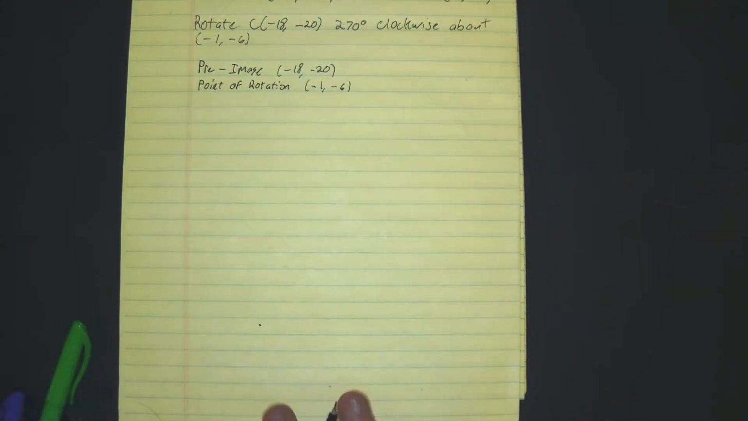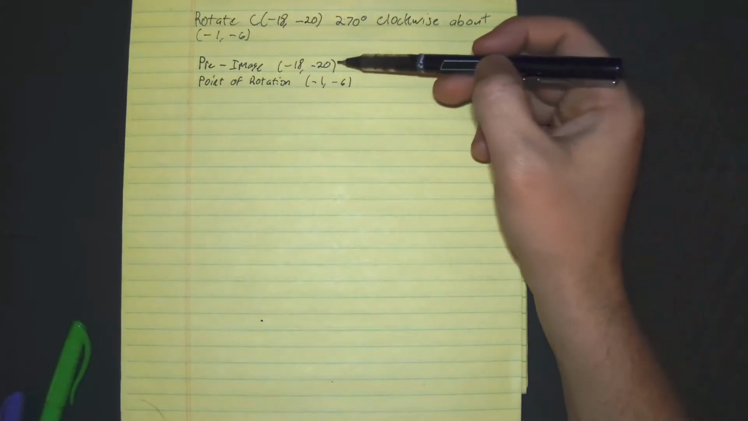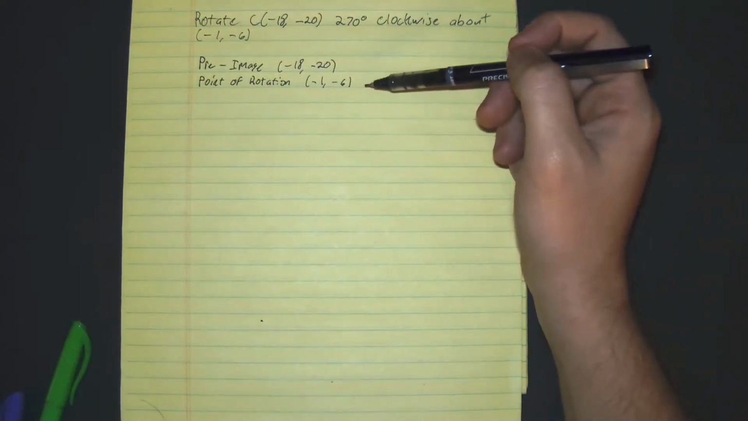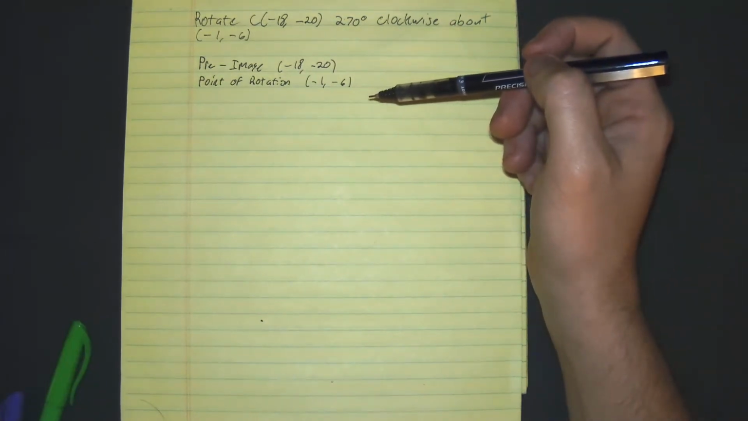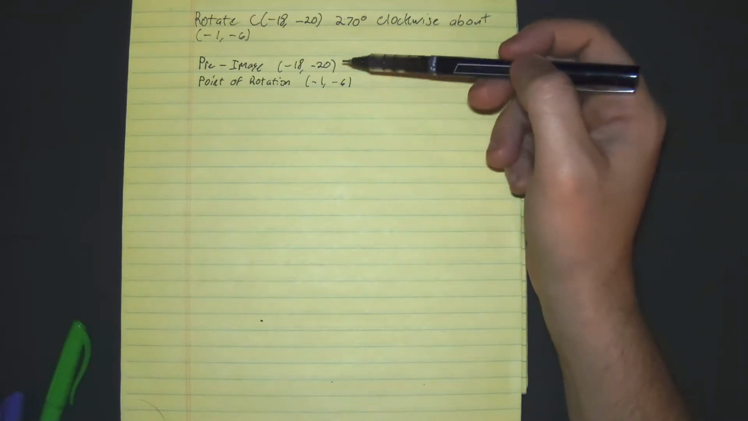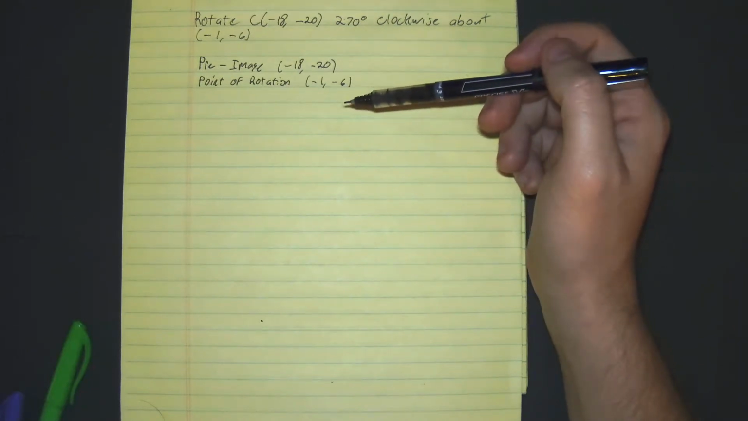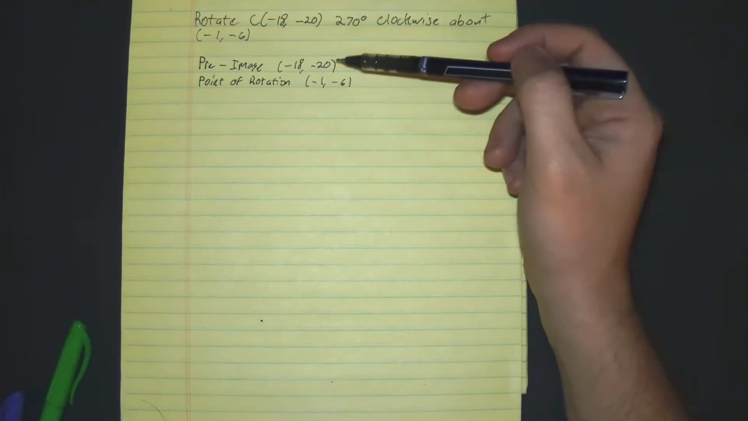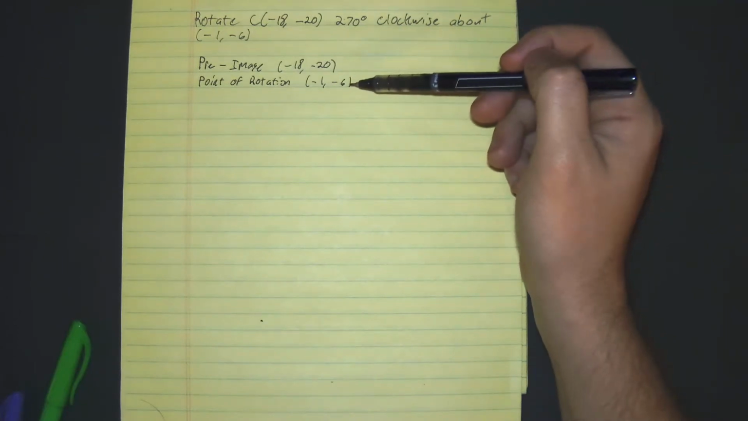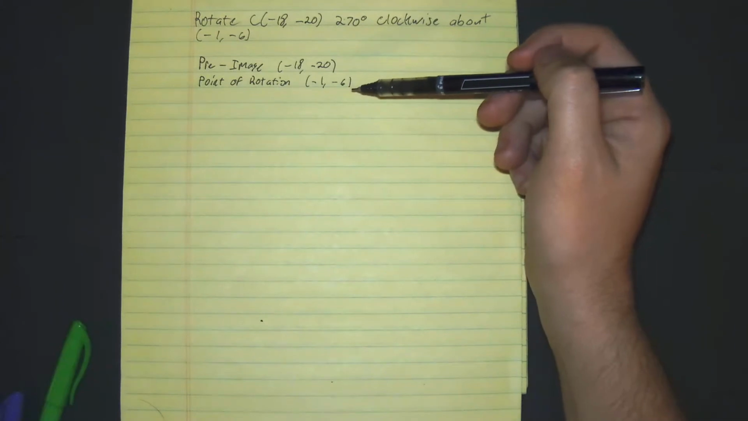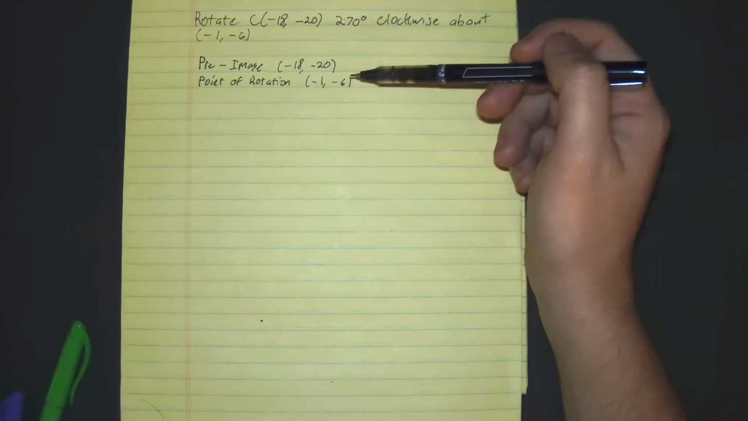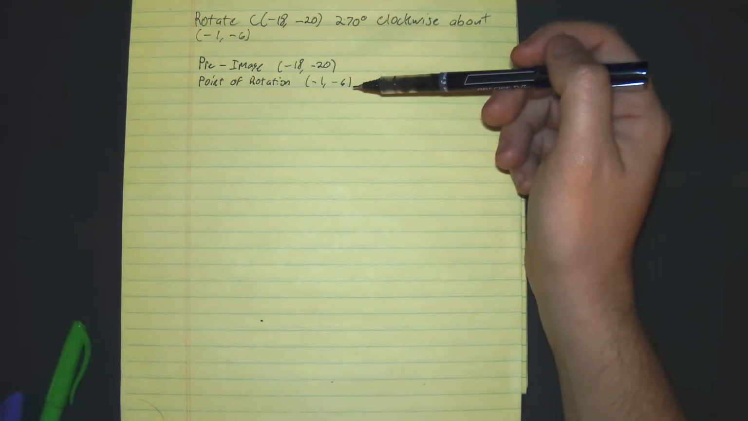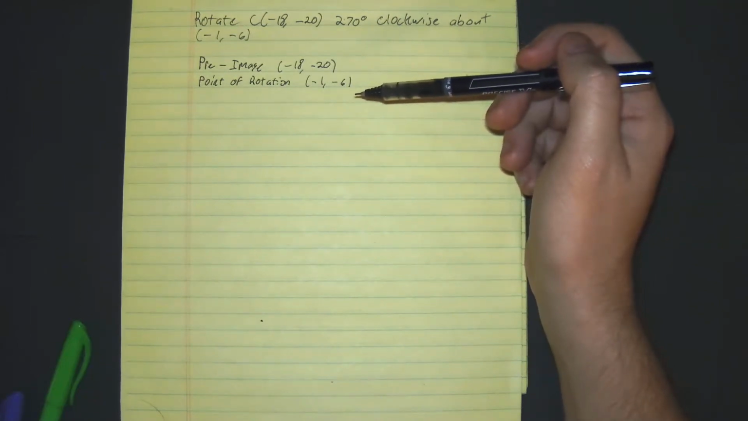So one of the first things we should do when looking at this is we need to find the difference between the preimage and point of rotation, which allows us to know where this preimage is located in relation to this point of rotation. In other words, we find the difference. It allows us to use the origin rules for rotations. So there's nothing really new.